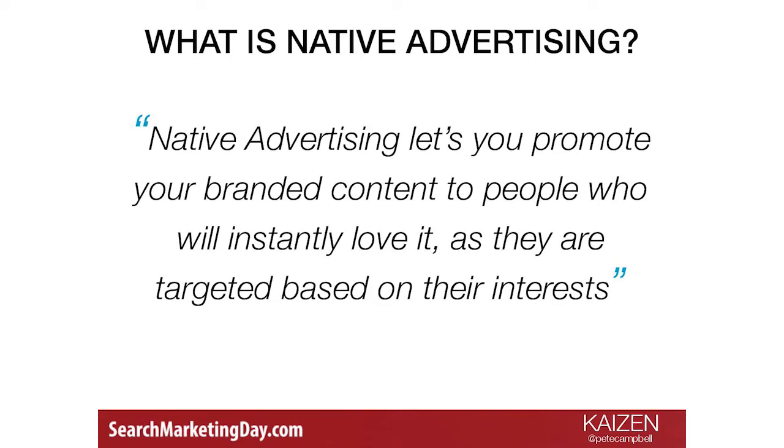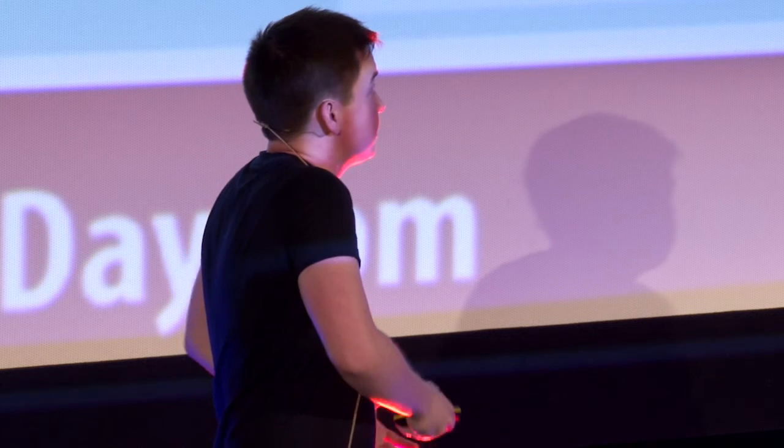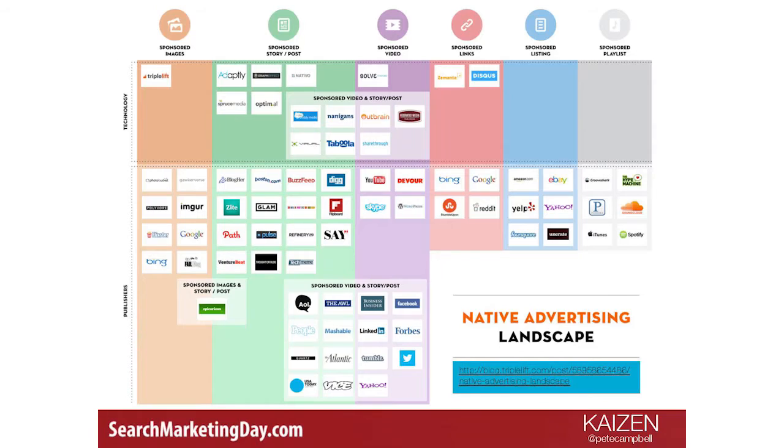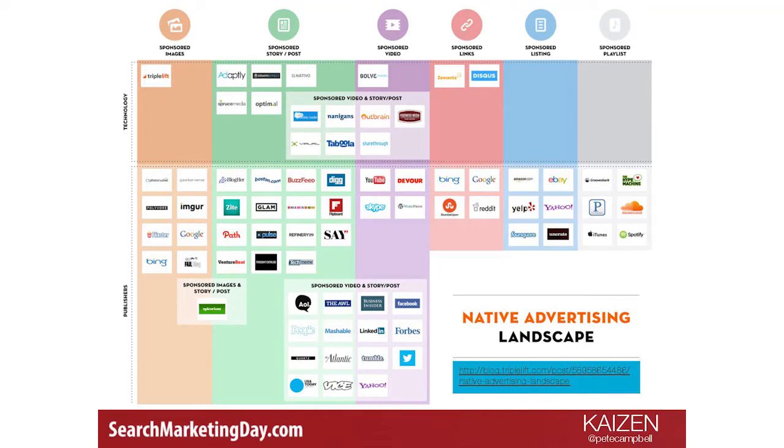Native advertising lets you promote your branded content to people who will instantly fall in love with it, as they are targeted based on their interests. And this industry is now becoming huge. It's expected that this year alone, $2.7 billion will be spent on many different forms of native advertising across articles, images, and video, and you can even use it in video games and all sorts of stuff. This is a really good infographic I'd recommend checking out because it gives you a really nice overview of all the key native advertising platforms that are out there.